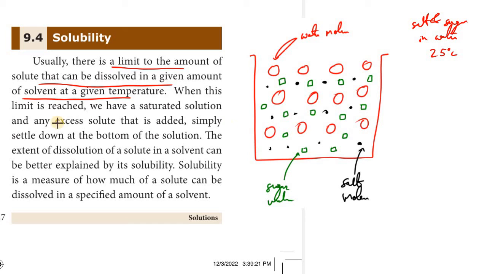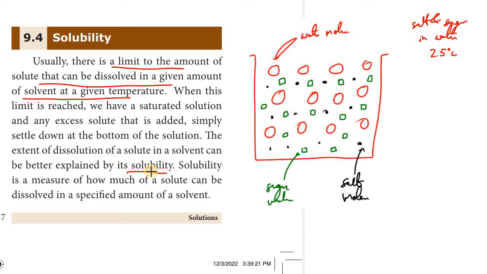Okay, now when this limit is reached, we have got a saturated solution, and any excess solute that is added simply settles down to the bottom of the solution. The extent of dissolution of solute in a solvent can be better explained by its solubility.